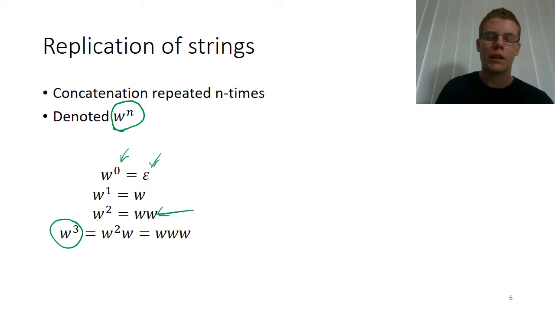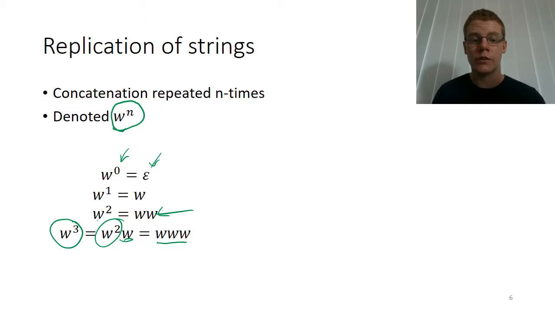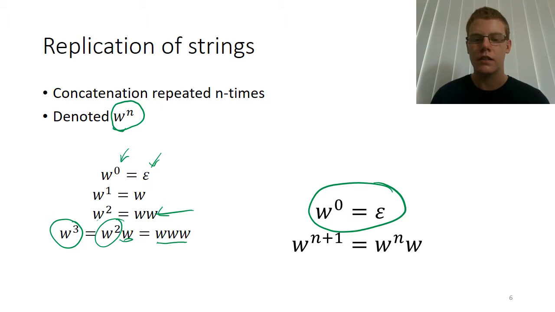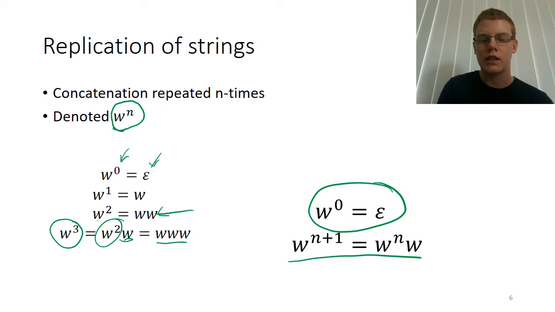A string replicated 3 times, so W to the 3, is simply the concatenation of W to the 2 with W, which is just the concatenation of the string W 3 times. So we can represent this as a recurrence relation. Our basis is that a string replicated 0 times is equal to the empty string. And then our update step is that a string replicated n plus 1 times is simply the string replicated n times concatenated with the string.